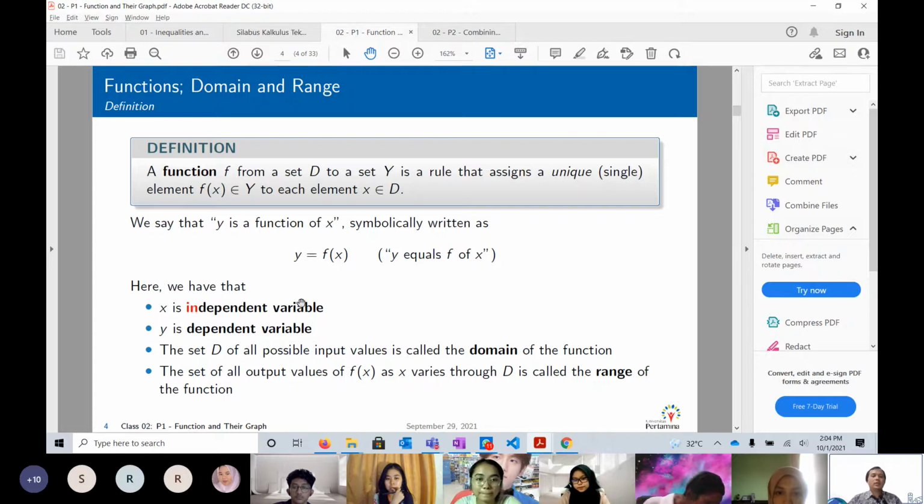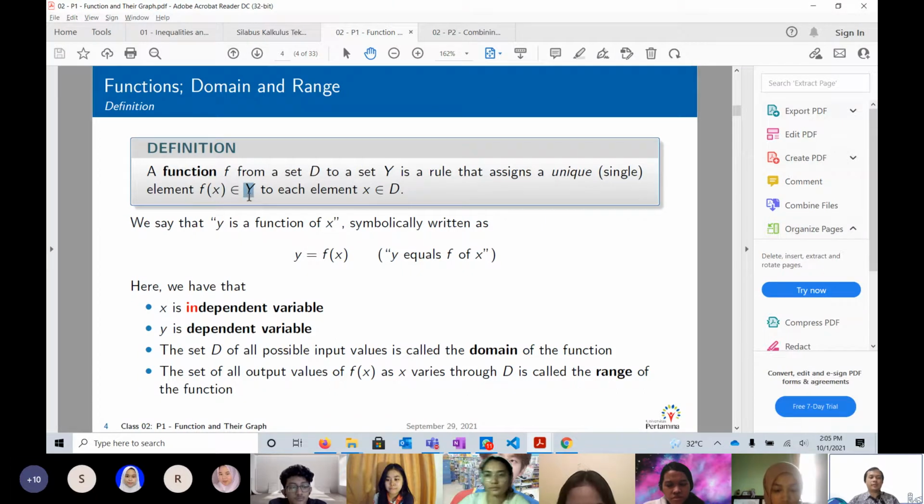So from this definition, x is in the set D, and this set D must be the set where the function f is well defined. In that case, the set D is called the domain of the function, and the set of all outputs as x varies through D is called the range of the function. In this case, the range is the set Y, basically a subset of Y.